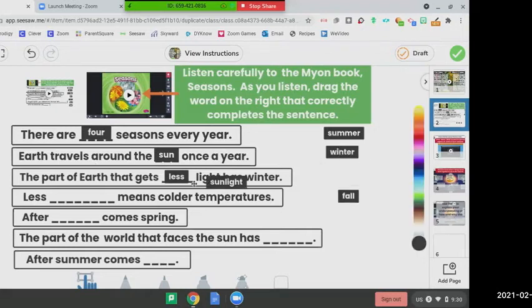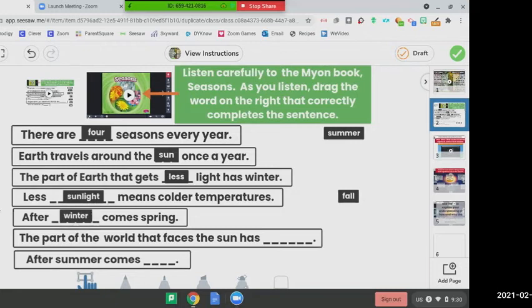Less sunlight means colder temperatures. Okay, which as you guys know right now, we have less sunlight. So instead of rain, all that water was snow. And that's why there's tons of snow outside. After winter comes spring. Okay, so when winter passes, we move into spring.